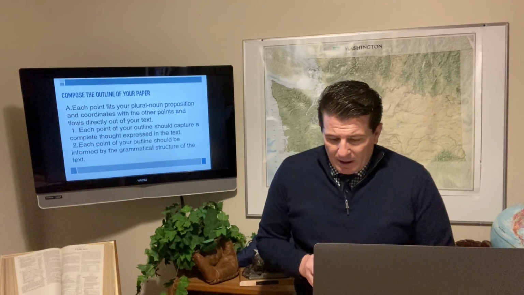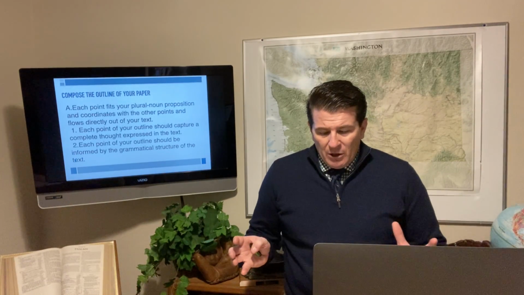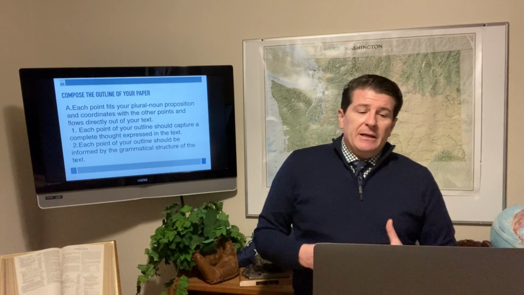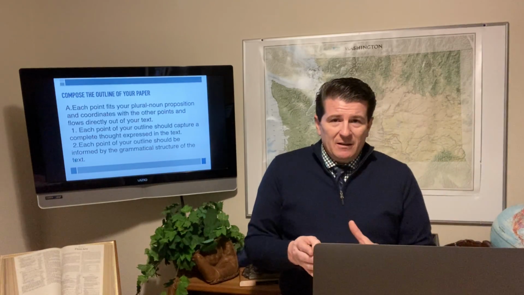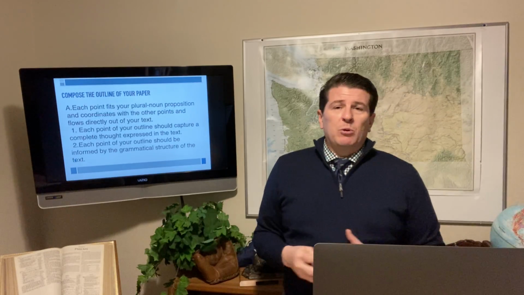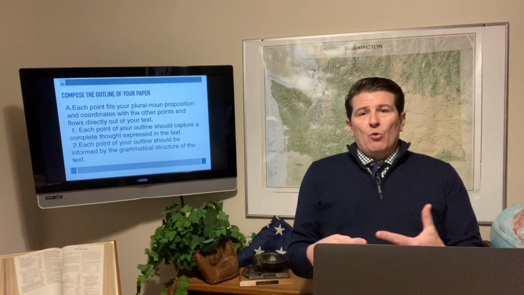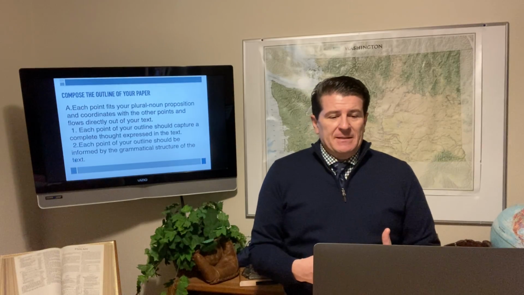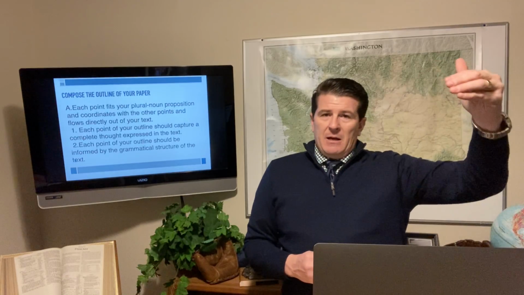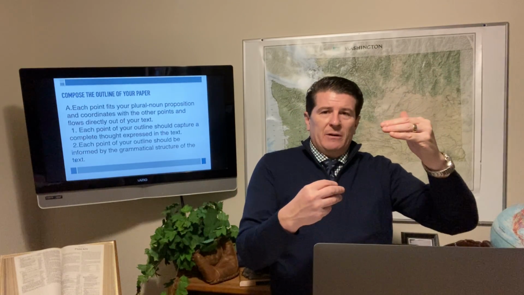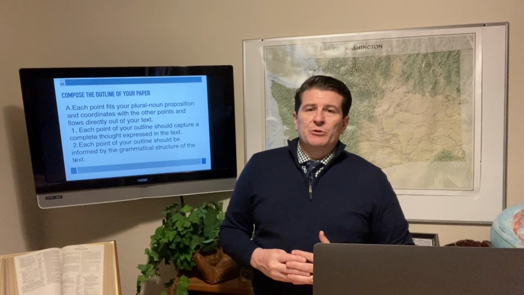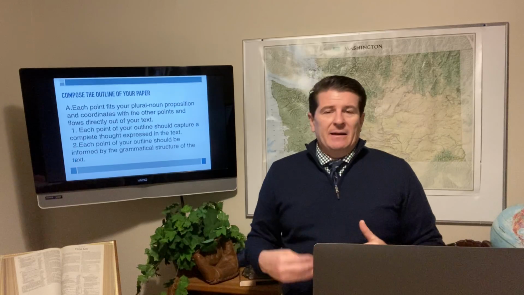Remember, in composing the outline, that we're trying to capture complete thoughts, right? And so each point needs to fit. So you have your Roman numeral 1, right? And then each subpoint needs to fit whatever that plural noun proposition is. And so it coordinates, harmonizes the subpoint with the head point. Head point 1 relates to subpoint A and B. Head point Roman numeral 2 relates to subpoint A and B again.